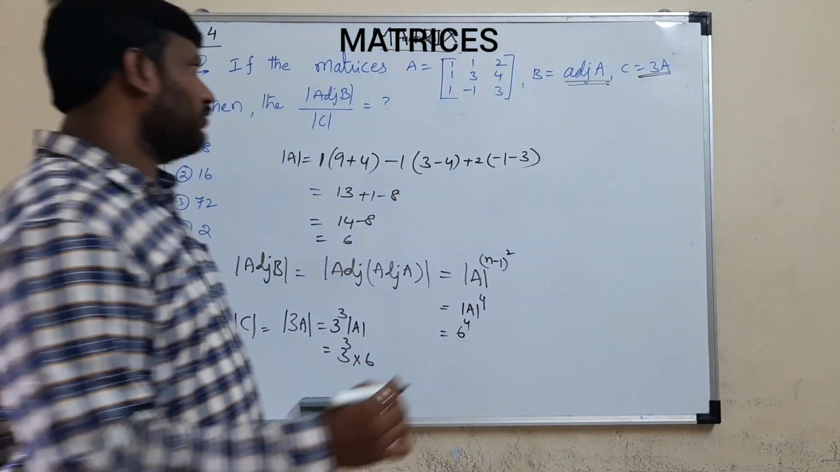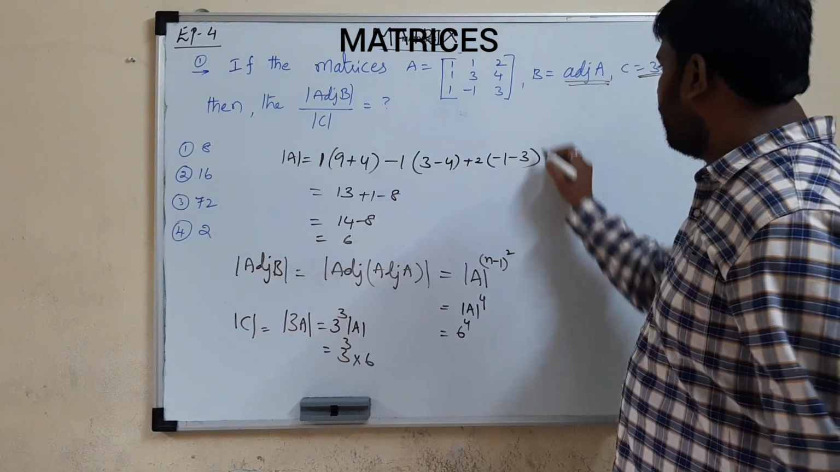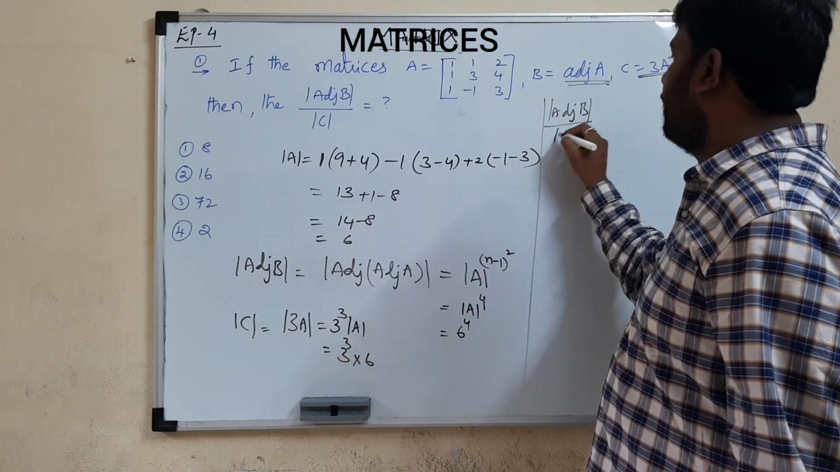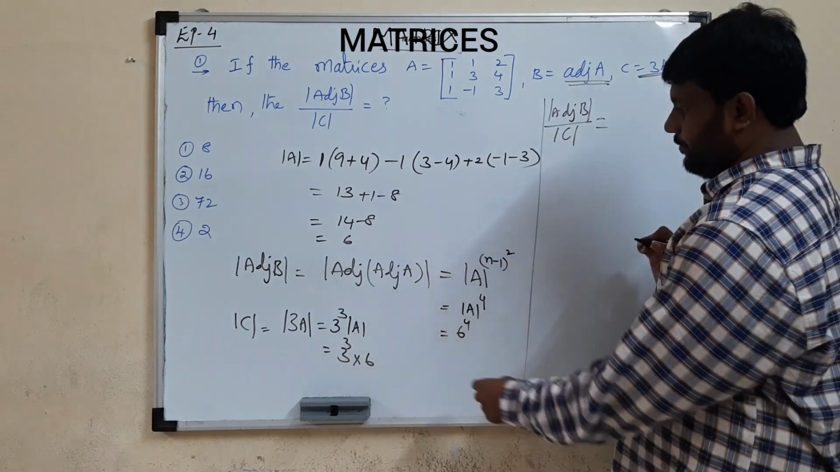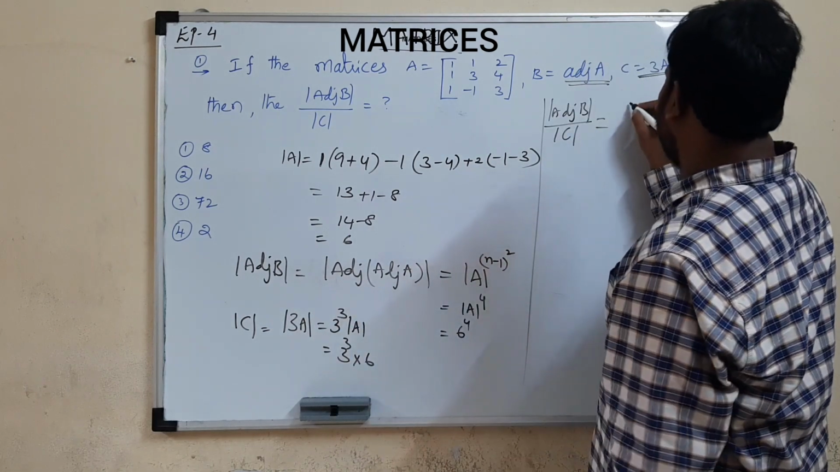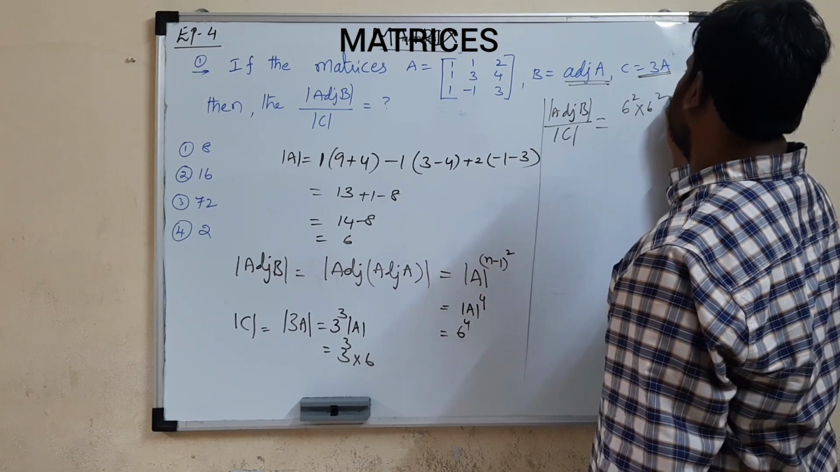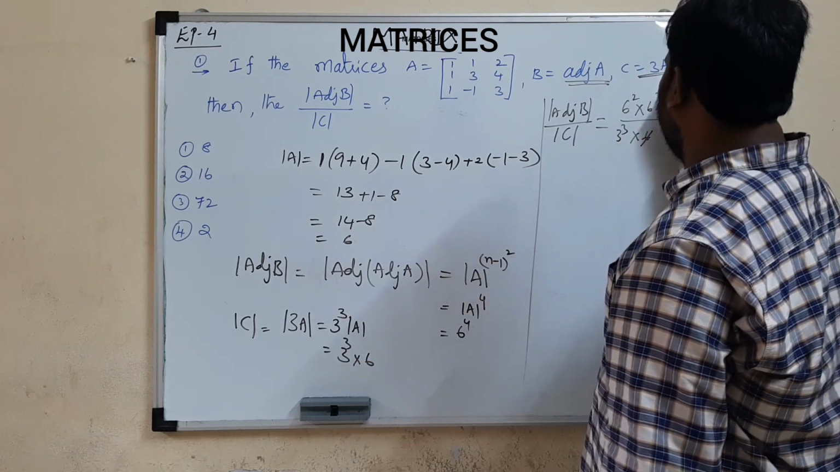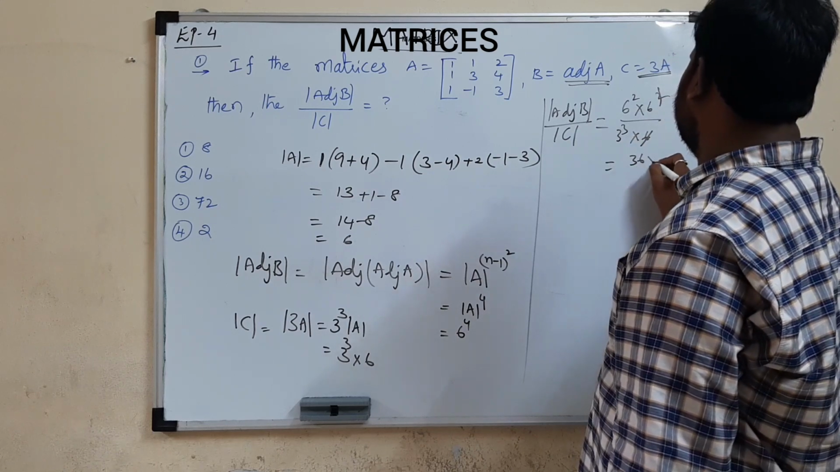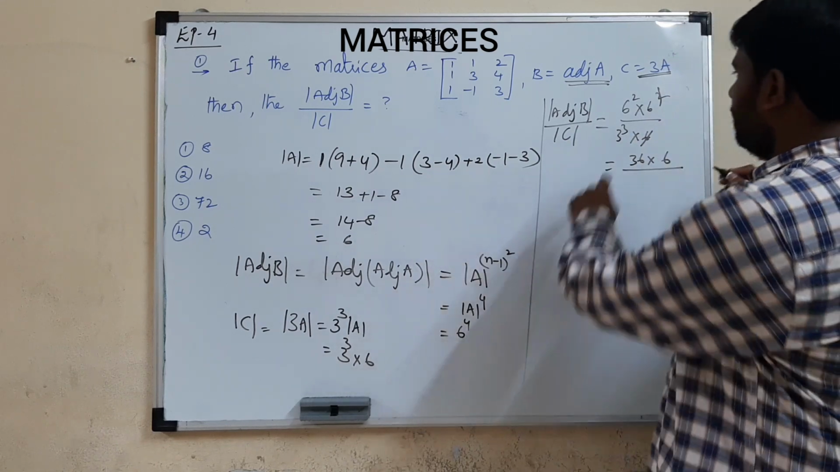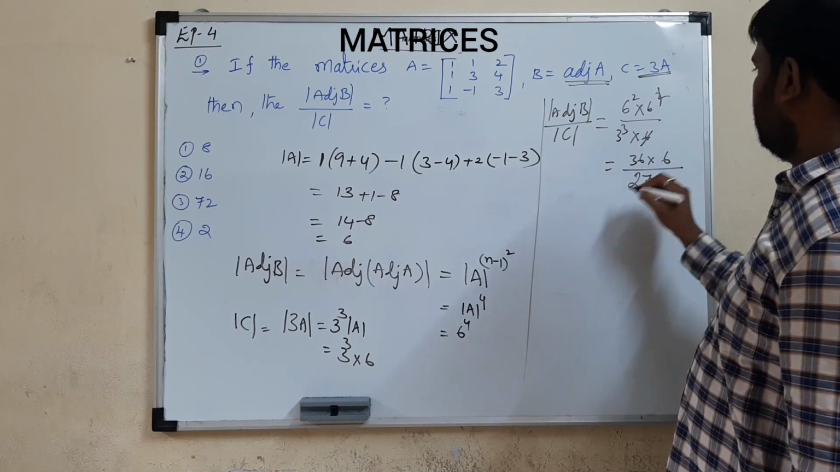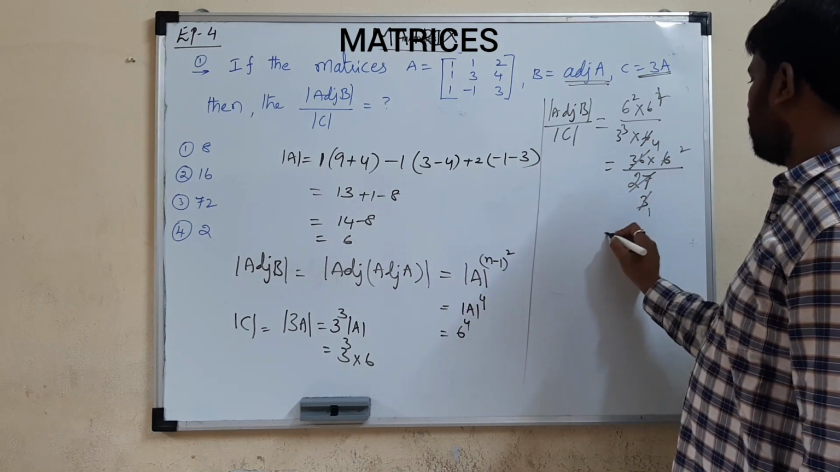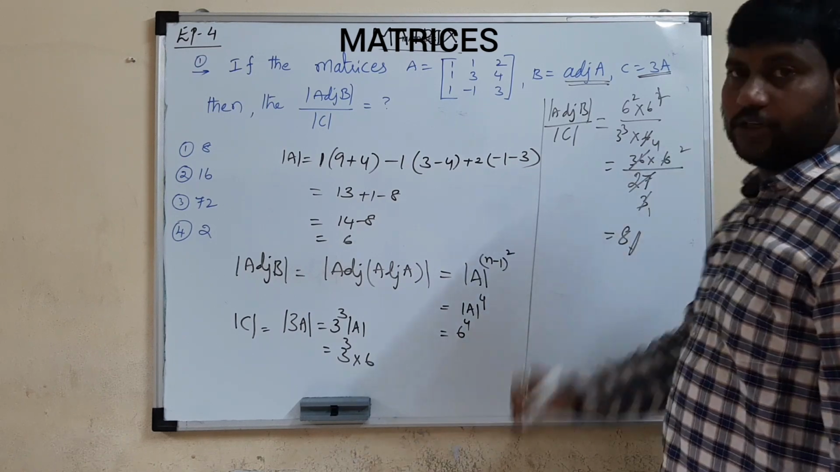Now we got C. Now substitute in the question like this. What you have to find here is the ratio of det adjoint B with det C. What we got for adjoint B is 6 power 4. I can write that as 6 square into 6 square, that is 36 times 36, over 3 cube into 6. So one 6 will be cancelled. 6 square is 36, one 6 is left, and 3 cube is 27. 9 fours are 36, 3 nines are 27, so after all cancellation and simplification, you get 8.